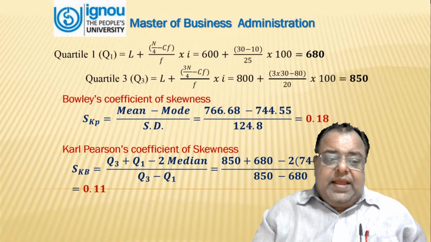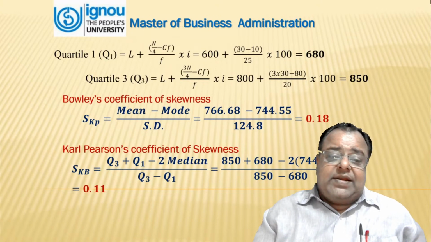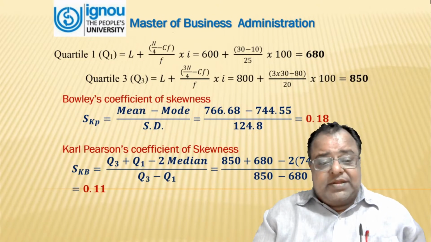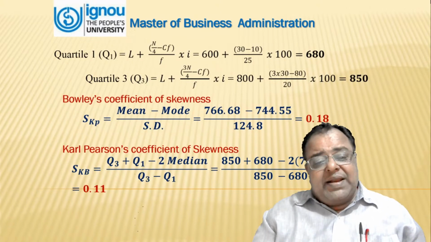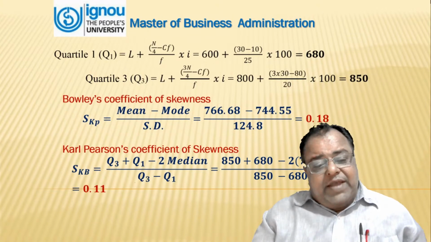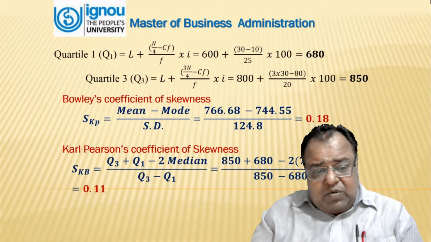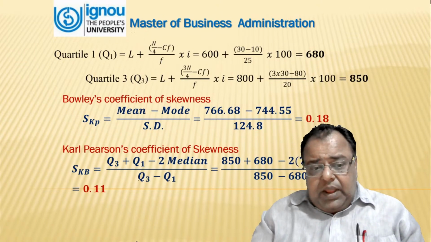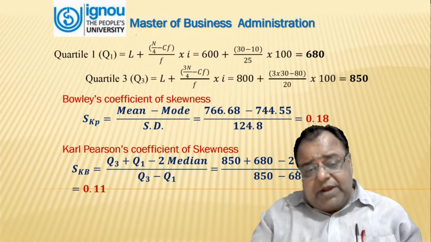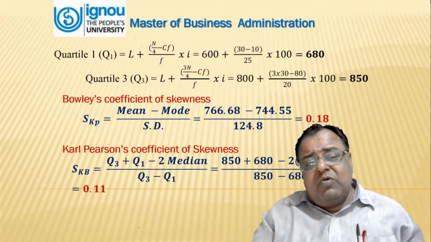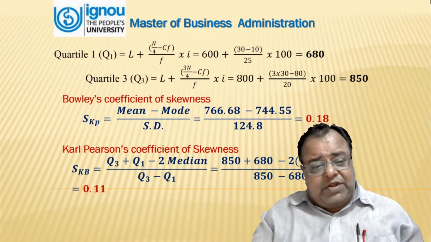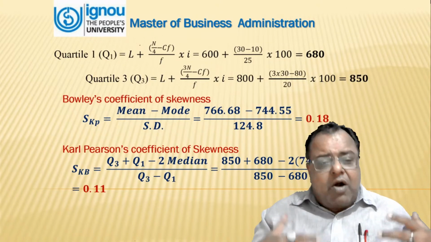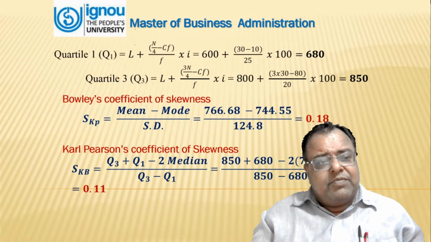0.18. And when we calculate Karl Pearson's coefficient of skewness, the formula is Q3 plus Q1 minus 2 median upon Q3 minus Q1. We get a value of 0.18. We can see that for a particular problem, we are applying two coefficients of skewness and we are getting almost the same result.